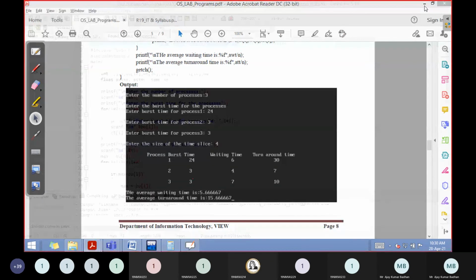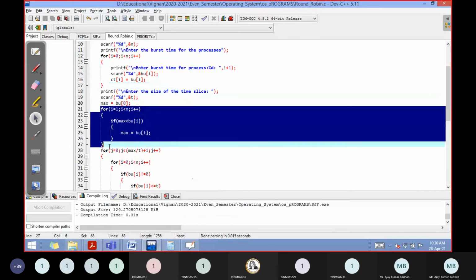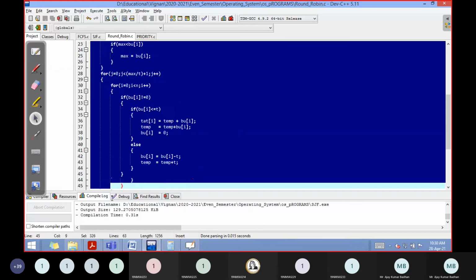So let's execute this. Here is a program, a very simple program, but the only thing is we'll be adding some logic here. Now this logic is something we are adding extra.